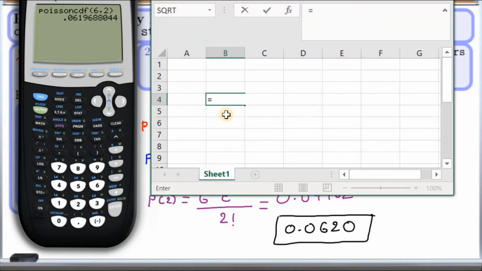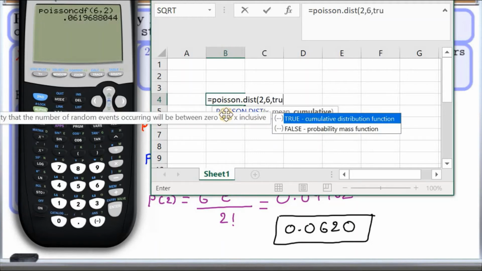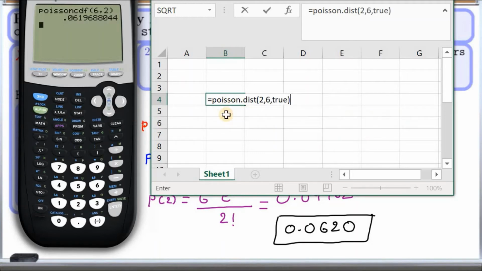For that, type in equals, then type in POISSON.DIST, then put parentheses. Our x here is 2, then our mean is 6. Then here you'll be typing true. Then close your parentheses, then hit enter. So we got this using Excel, and this is exactly what we got using formula and also using calculator. Now let's move on to the next question.